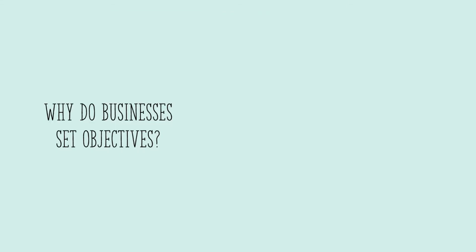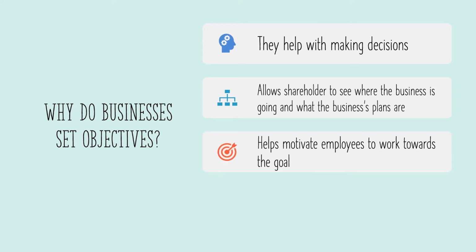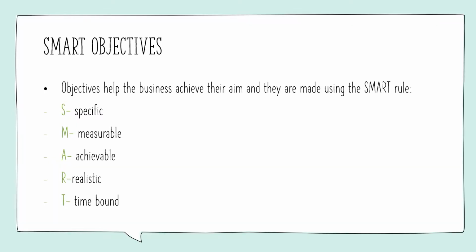Why do businesses set objectives? They help with making decisions. It allows the shareholder to see where the business is going and what the business's plans are. It helps motivate employees to work towards the goal, and it helps the business measure their progress.